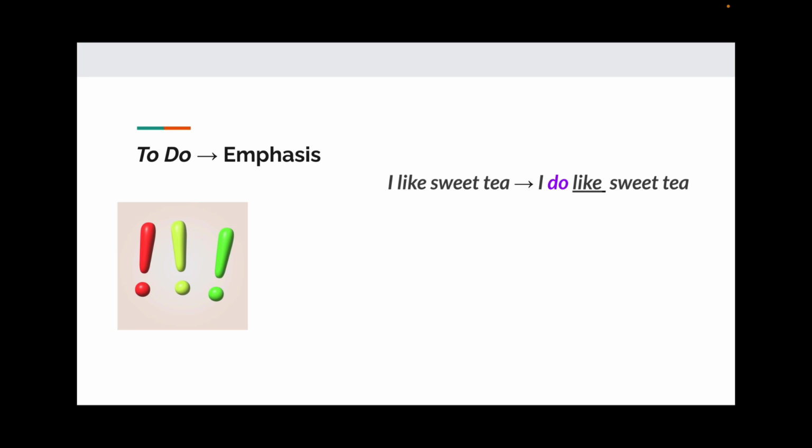I do like sweet tea. I like sweet tea. I do like sweet tea.